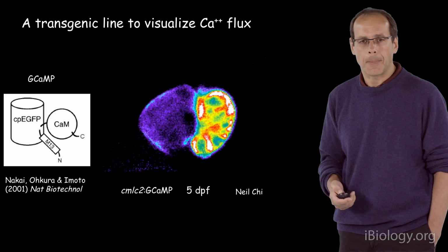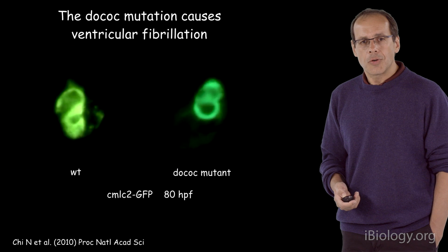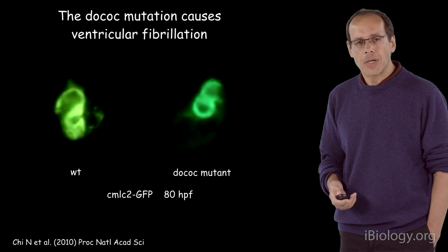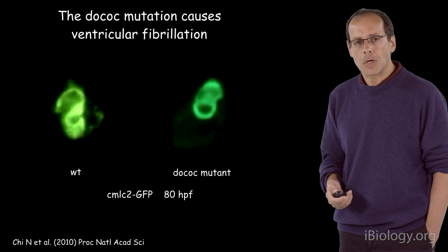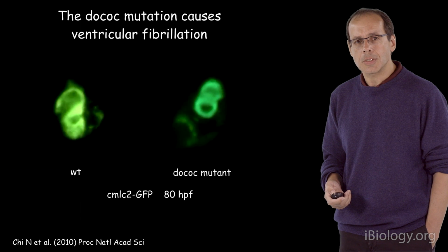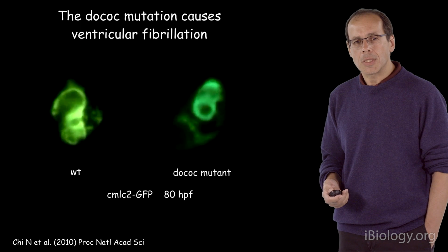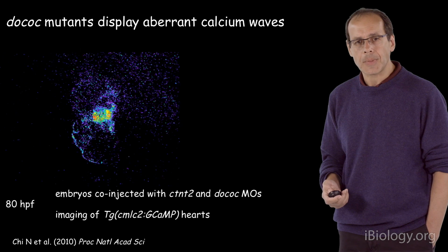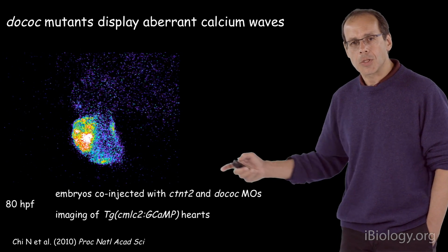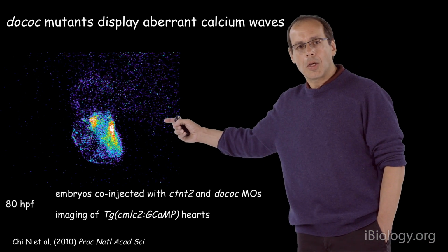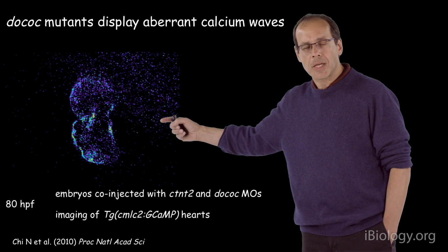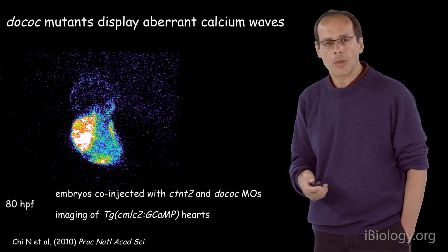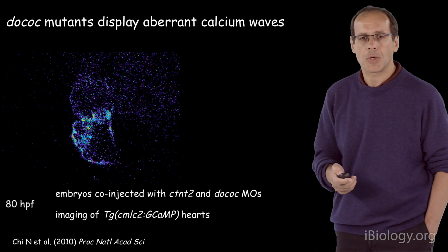which are the trabeculae. So, for example, we identified in one of our screens a mutant that we call dococ, and you can see again the ventricle beating away, and in the mutant you can see that this ventricle is fibrillating. And one can look at this more closely using this calcium line that I introduced earlier. And essentially you can see that there's a partial block along essentially the left side of the heart. The right side of the heart appears to propagate the calcium wave normally.